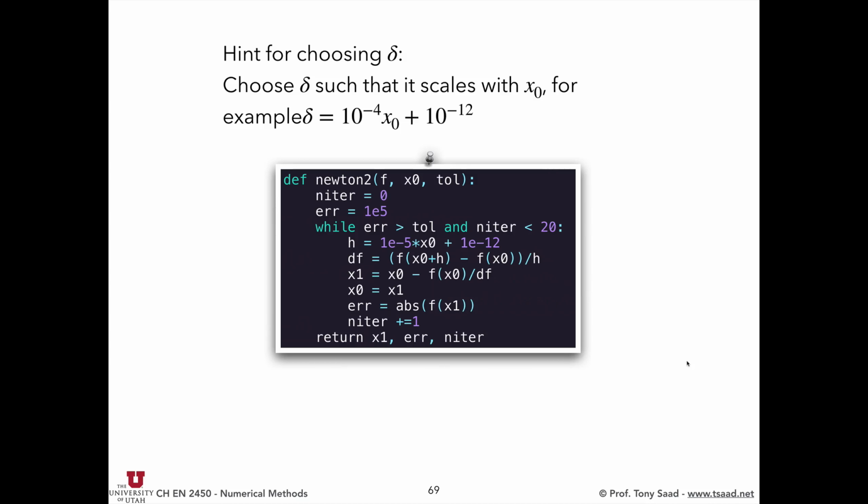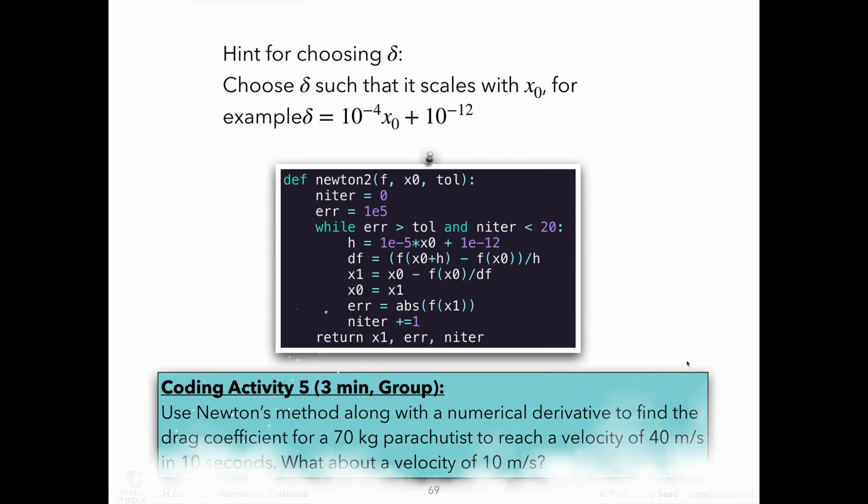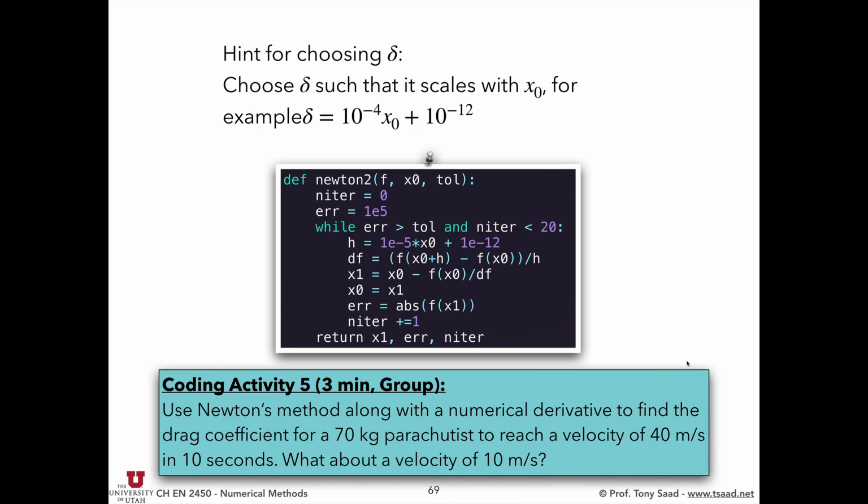In this case, we only need the function f, an initial guess, and a tolerance number, and then we write this code. Notice how we compute the derivative on the spot over here. We say df is f at x naught plus h minus f at x naught over h, and then we proceed as usual. Now, go back to your Jupyter notebooks and use this code, which is already put in your Jupyter notebook. I highly recommend you go through these codes and learn what's being done, play around with them, run them for different cases, and see what happens.